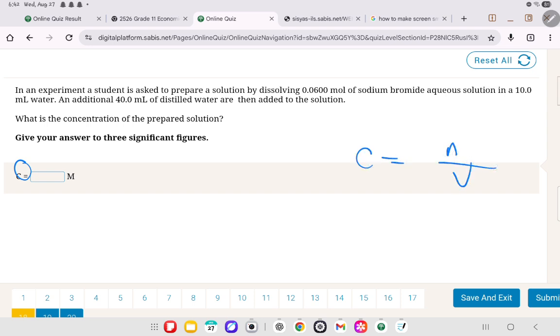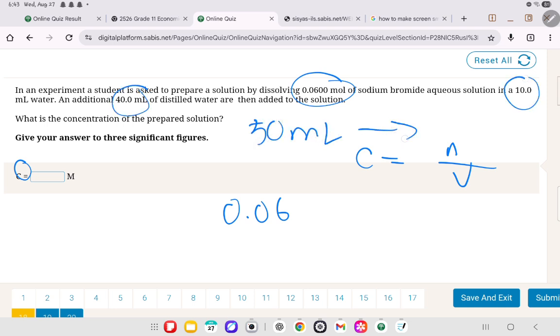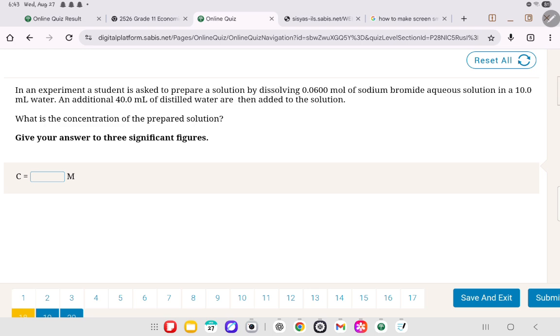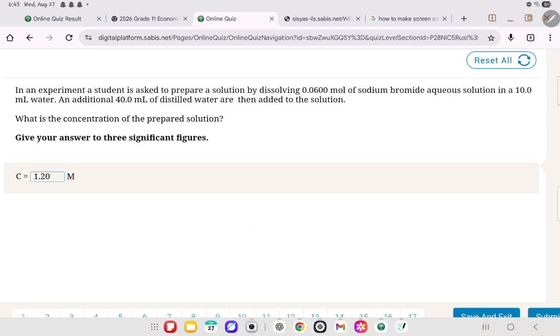What's our number of moles? 0.06. What's our volume? Our total volume, it's 10, and then we added 40, so it's 50 milliliters, which in liters is 0.05 liters, right? So it's gonna be our number of moles, which is 0.06 mole, over our volume, which is 0.05 liters. It will give us an answer of 1.20 molarity. So this is our concentration to 3 significant figures, 1.20. We'll move on to question number 19.